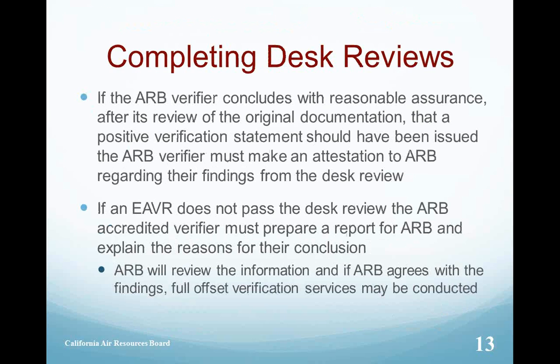If the ARB verifier concludes with reasonable assurance after its review of the original documentation that a positive verification statement should have been issued, the verifier must make attestations to ARB regarding their findings. If it does not pass the desk review, then the verifier must prepare a report for ARB explaining the reasons. ARB will review the information, and if ARB agrees with the conclusions, full offset verification services may be conducted to transition the credits.